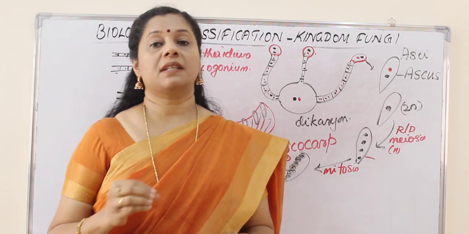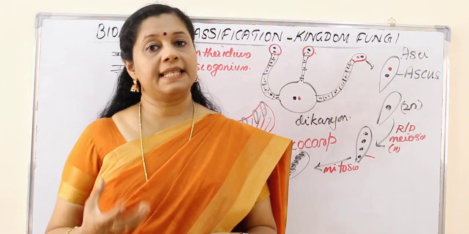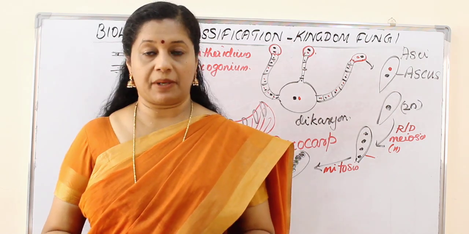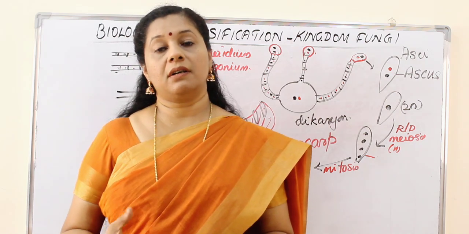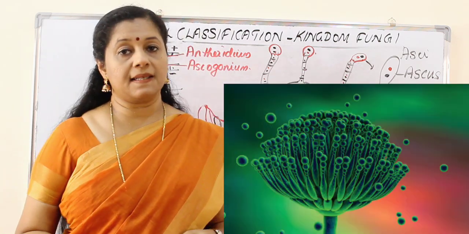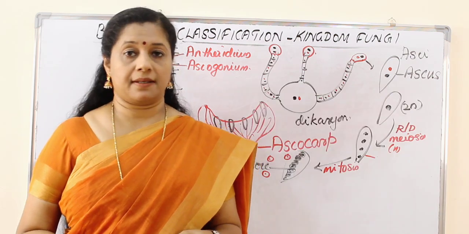Now we have to see which are the main members of this group. First is yeast, which is a unicellular member. Yeast is very useful in the baking and brewing industry, making bread, wine, etc. Apart from that, the next organism is Aspergillus. Aspergillus can cause diseases, and from it we also commercially extract citric acid.